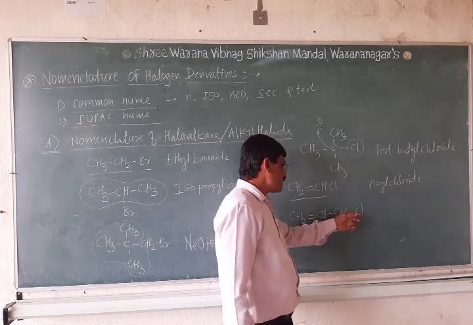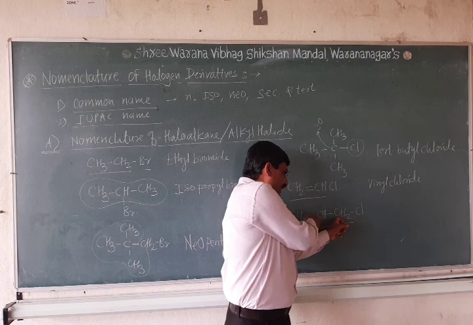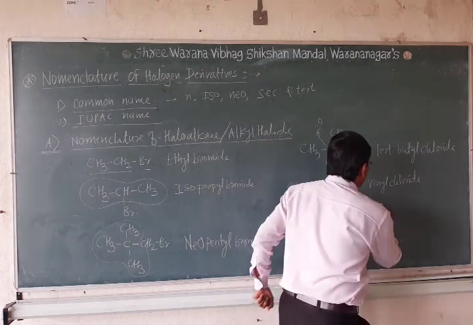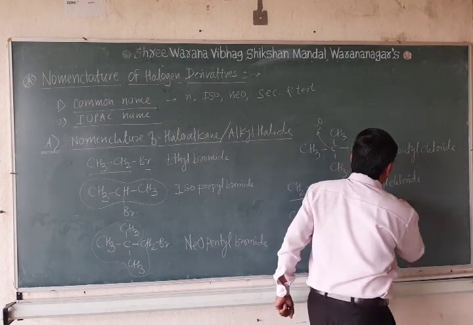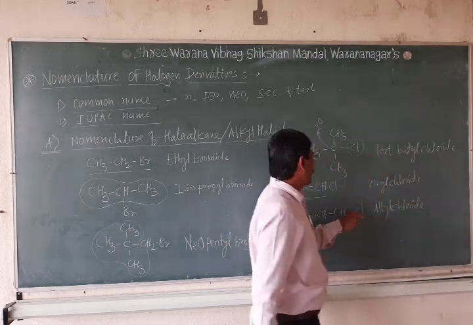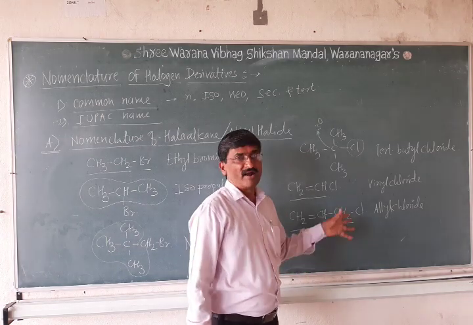Why? Because the halogen is attached to the carbon which is next to the carbon-carbon double bond, and that's why it is nothing but allyl chloride. Or, if you replace the Cl by Br, that time it may be allyl bromide.